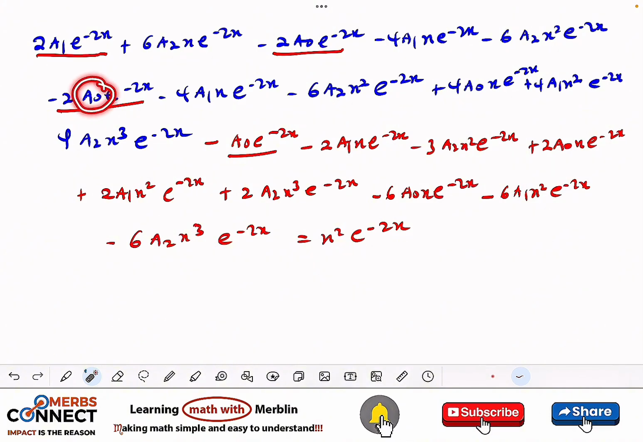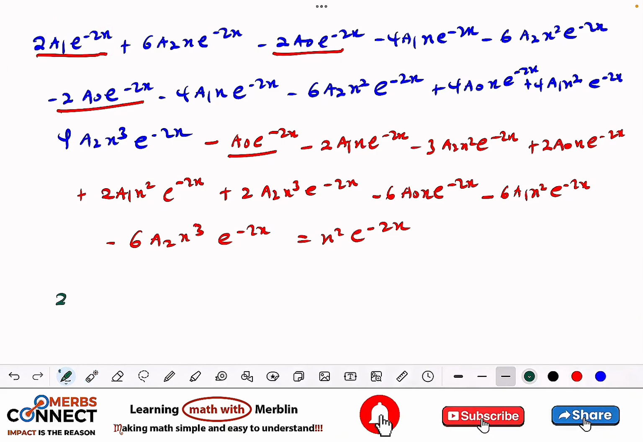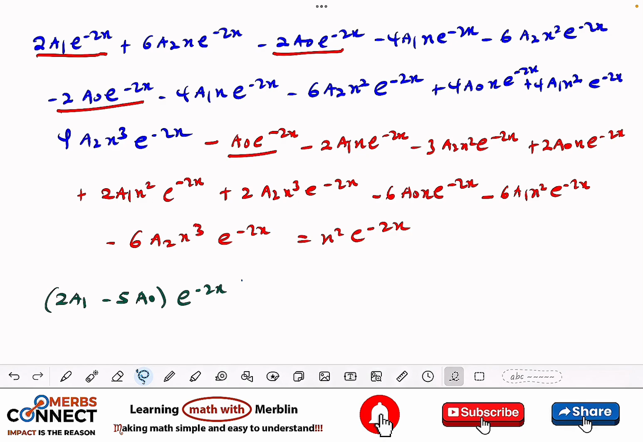This is a naught, a naught, a naught. So minus 1, minus 2, minus 3, will be minus 5. And then we have a1 here. So this is going to give us 2a1. Then this one is going to give us 5. So minus 5 a naught all times e to the power minus 2x. So this is what I'm going to get.